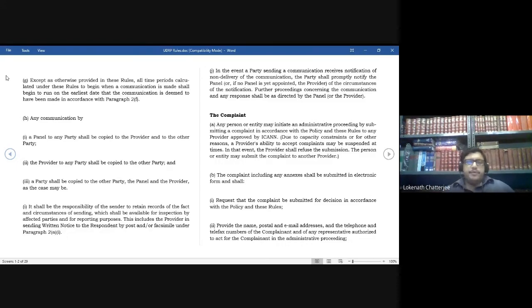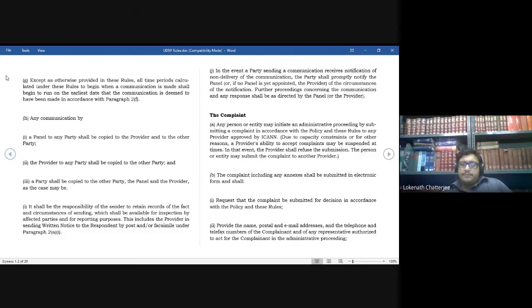Moving on to the complaint, this is important. Anyone can be the complainant for that matter. Now, to whom can a complaint be made? Complaint can be made to any provider who is recognized. The list is given on the ICANN or the WIPO website. Complaint would have to be submitted in electronic form.